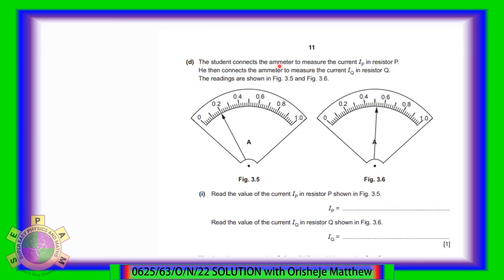The student connects the ammeter to measure the current IP in resistor P. He then connects the ammeter to measure IQ in resistor Q. So the reading is shown below. If you look at this, what is the reading across IP? This is the IP, and then this is IQ, the current. So looking at the two, what does it tell you?